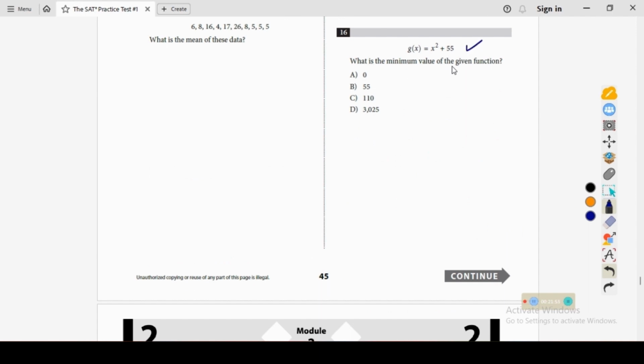In question number 16, we have a function. What is the minimum value of the given function? To find the minimum value of the given function, just substitute x equals 0. The equation becomes g of 0 equals 0 squared plus 55, which equals 55. So B is the correct answer.